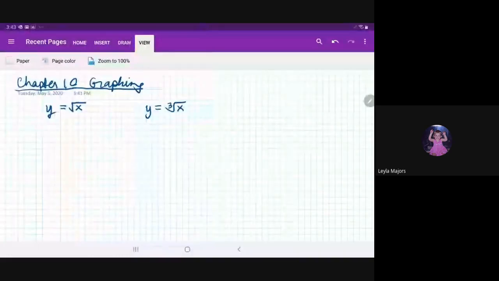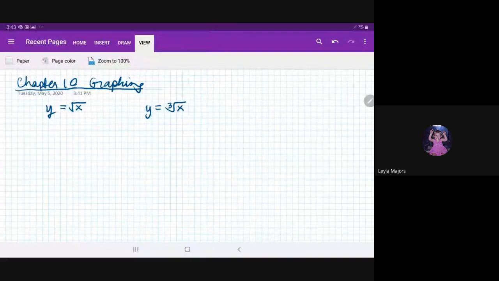Okay. So y equals square root of x. And we want to graph y equals the cube root of x. Now, these graphs were some of those shapes that we investigated on Desmos. Okay, but we don't remember which ones. So we're going to make a table. Now, the only problem with this table is we don't know the square root.